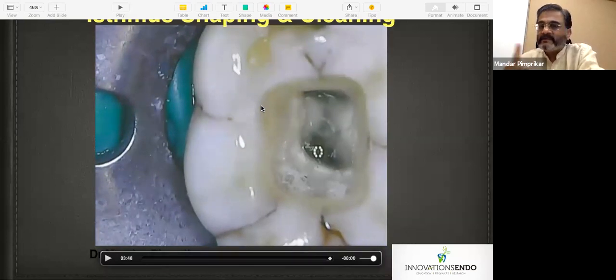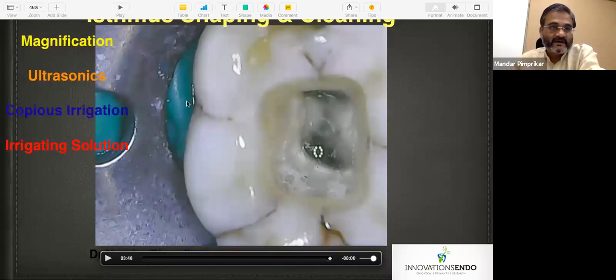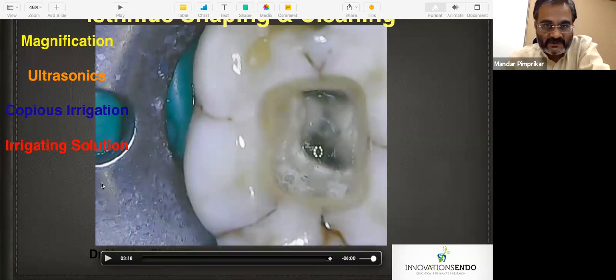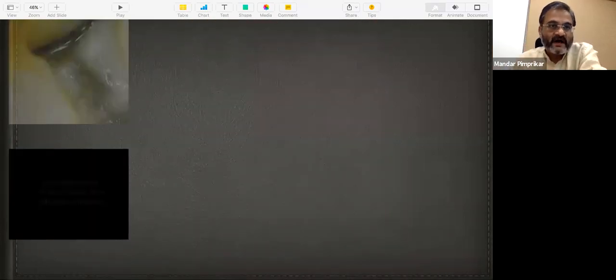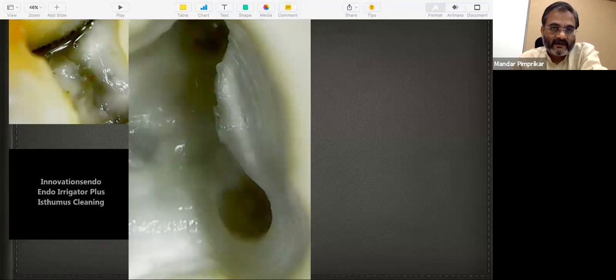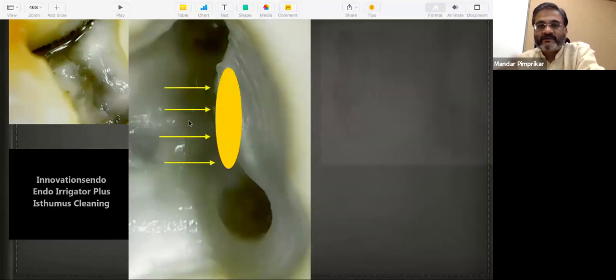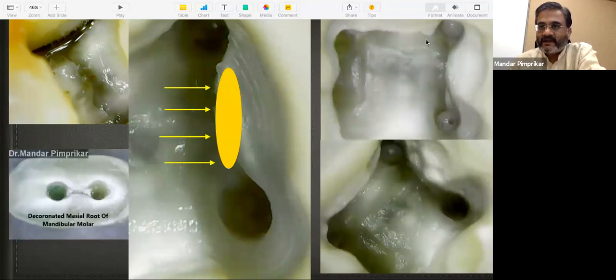Because if you leave behind so much tissue in the isthmus and you are not reducing the bacterial load on the tooth, that is important. So you need some form of magnification, you need ultrasonics, you need a copious amount of irrigation, and you need the right choice of irrigating solutions. So this is how we start. And then this is the thin lip of dentine, which is to be removed with ultrasonics. And then you can have a clean chamber like this.